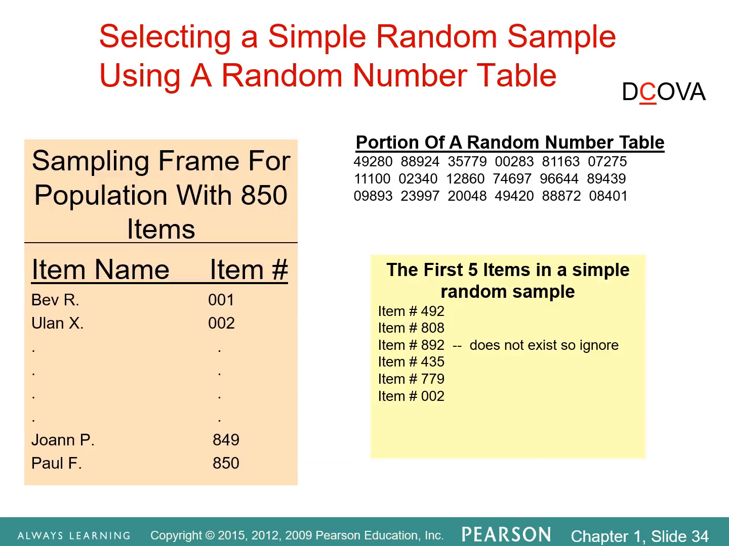So let's take a look at this example. Selecting a simple random sample using a random number table. So, a sampling frame for a population with 850 items. So here we have item names and item numbers, right? And we're going from 1 to 850. And now here is a portion of sample random numbers. And again, a bunch of different numbers. But we are going to organize them.